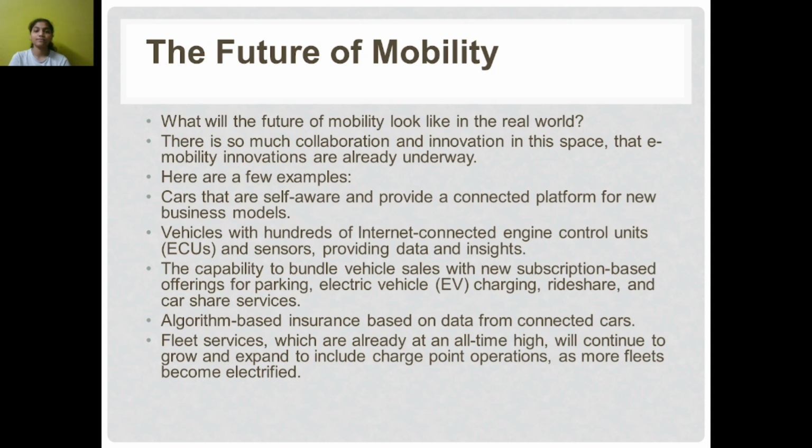Algorithm-based insurance based on data from connected cars. Fleet services, which are already at an all-time high, will continue to grow and expand to include charge point operations as more fleets become electrified.